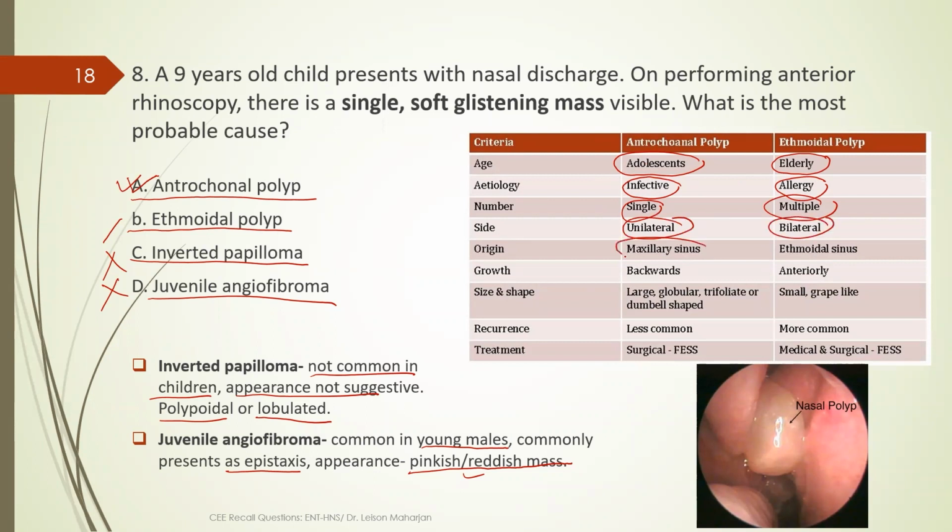Similarly, the maxillary sinus is the site of origin for the antrochoanal polyp, and the ethmoidal sinuses are the site of origin for the ethmoidal polyp. And similarly, it is large, globular, trifoliate or dumbbell shaped. Similarly, small and grape-like lesions are seen in the ethmoidal polyps.